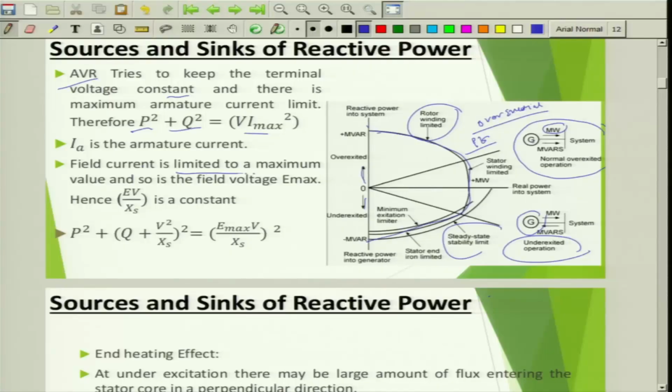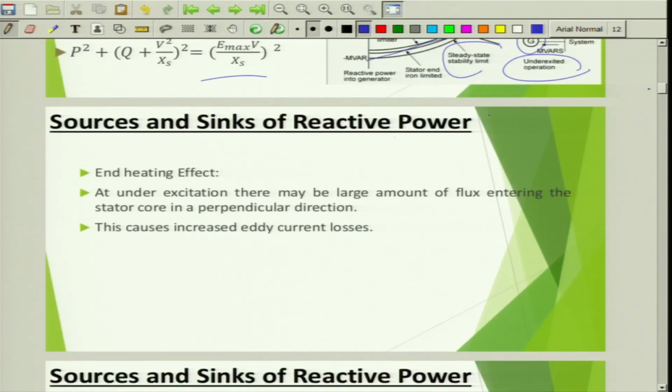Now as I told, the field current is limited to a maximum value, and so is the field voltage, right. Hence EV by XS is a constant term. There is also an end heating effect. At under excitation, there may be a large amount of flux entering the stator core in a perpendicular direction. This causes increased eddy current losses also, right.